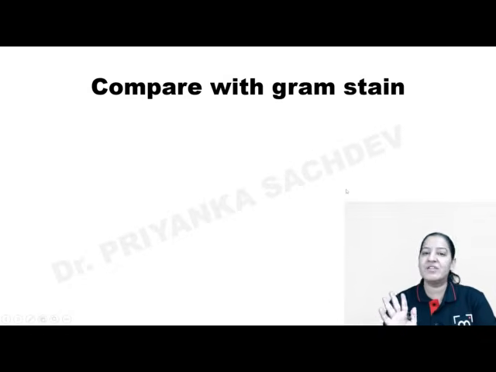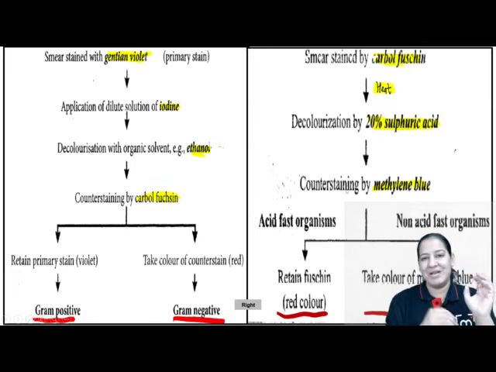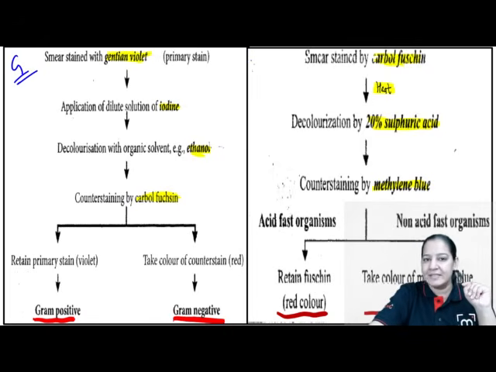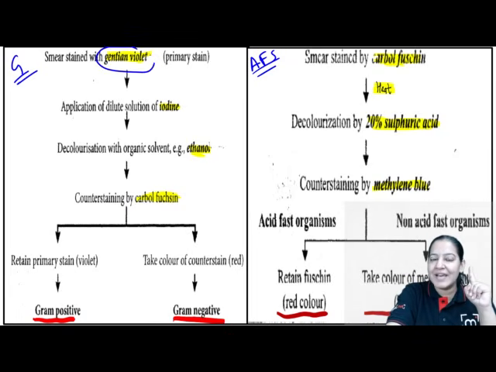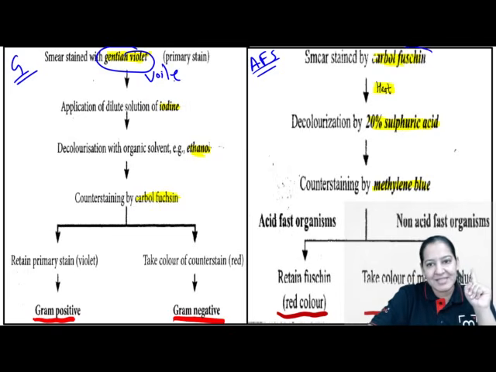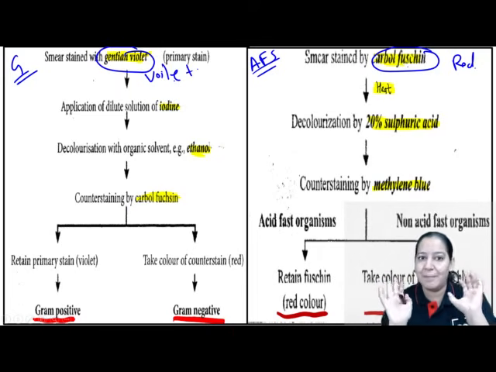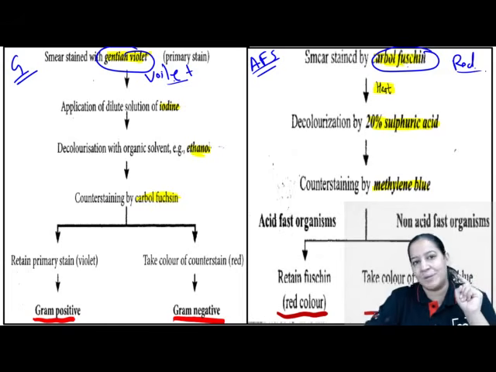Now this is all about acid fast staining. Can you compare it with gram staining? Please do the comparison. This is gram stain and this is acid fast stain. So can you do the 4 steps comparison? What is the primary stain in gram stain? A violet stain, that is gentian violet. What is the primary stain in acid fast stain? A red stain, that is Carbol Fuchsin. The examples can change. The main thing is that here the stain should be violet, here it should be red, right?